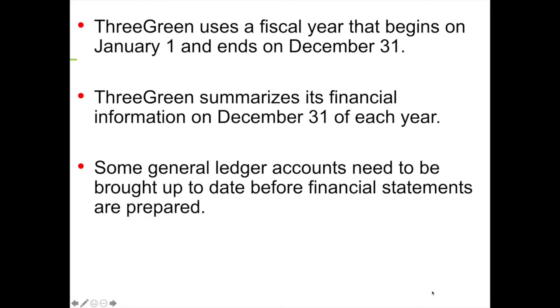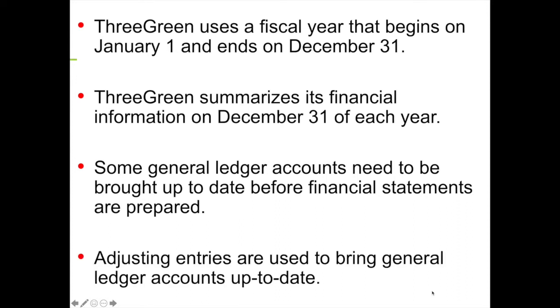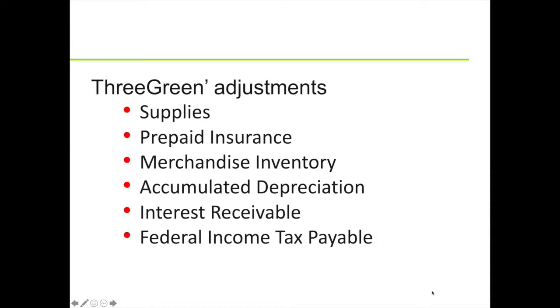Some general ledger accounts need to be brought up to date before financial statements are prepared. Adjusting entries are used to bring the general ledger accounts up to date. In Chapter 6, Delgado Web Services entered adjusting entries for supplies and prepaid insurance. 3 Green also makes adjusting entries to supplies and prepaid insurance. However, 3 Green adjusts these accounts as well: merchandise inventory, accumulated depreciation, interest receivable, and federal income tax payable.